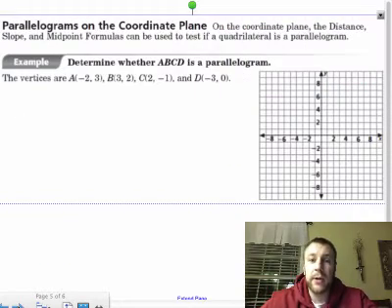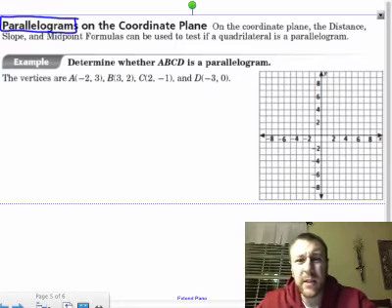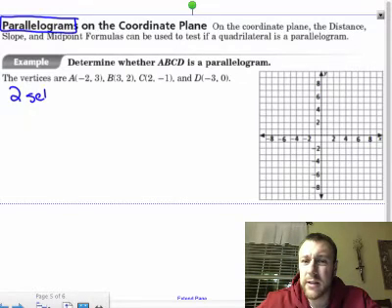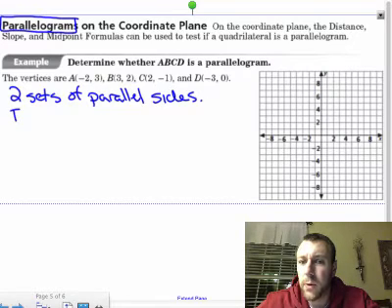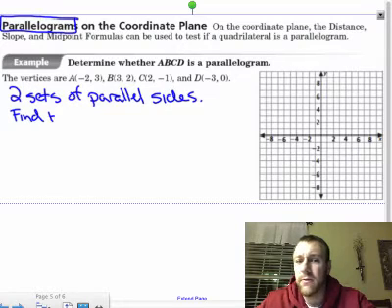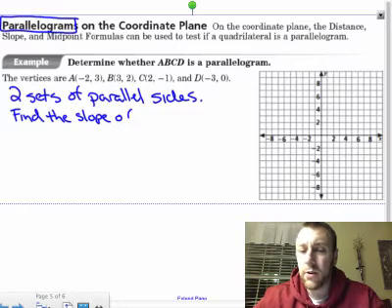Now, the other application of this is actually geometric. So it's proving something is a parallelogram. A parallelogram, you might think of as a slanted rectangle, but the definition is that it has two sets of parallel sides. So what you have to do is you have these 4 points, and all you do is find the slope between all the pairs.